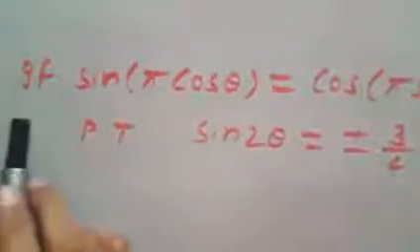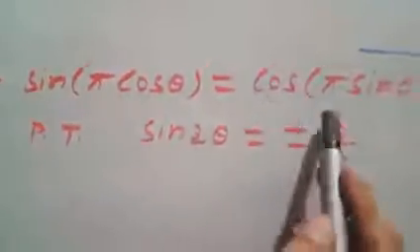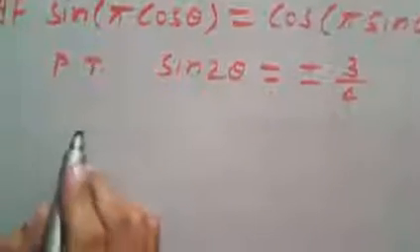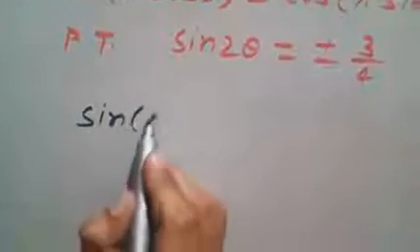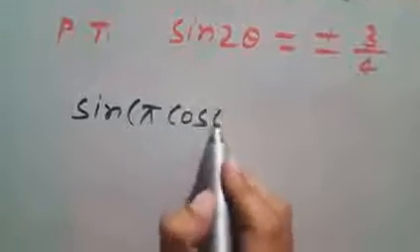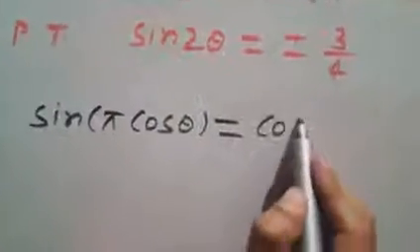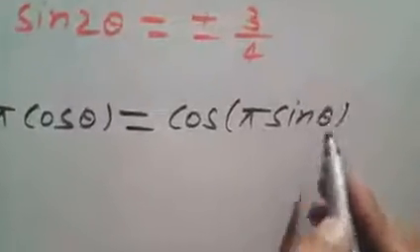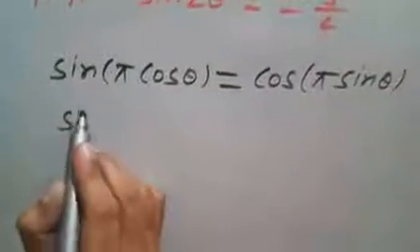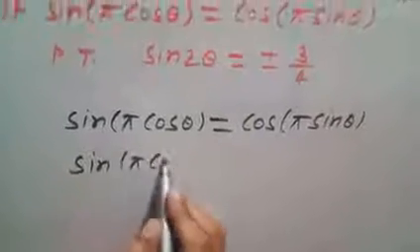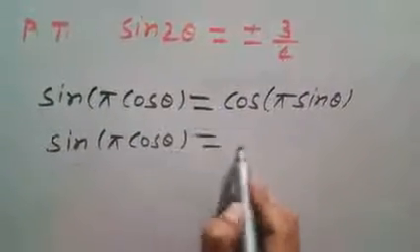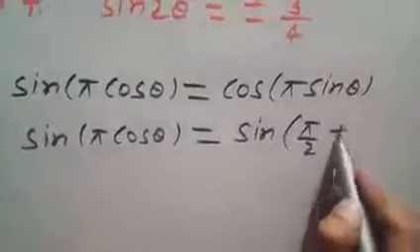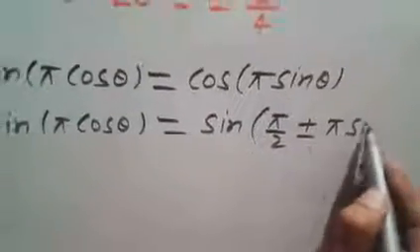Now in the next sum, if sin pi cos theta is equal to cos pi sin theta, we have to prove that sin 2 theta is equal to plus minus 3 by 4. Now we can see sin pi cos theta is equal to cos pi sin theta. So sin pi cos theta equals, here we can write sin pi by 2 plus minus pi sin theta.